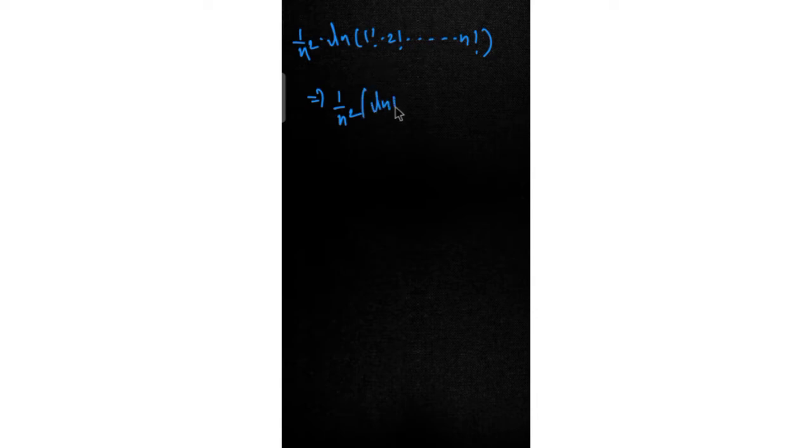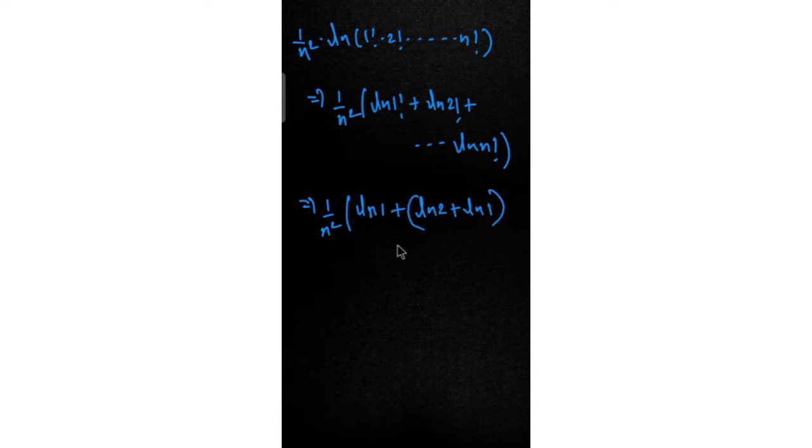So it is ln of 1 factorial plus ln of 2 factorial plus so on till ln of n factorial, fine. And this is basically 1 by n square. Again, ln 1 factorial, I'll just write it as ln 1. And ln 2 factorial is ln of 2 into 1, which we can write as ln 2 plus ln 1, isn't it? The very second term is expanded into this, and the third term would be ln 3 plus ln 2 plus ln 1. Fine, so this is the third term, and so on till ln n factorial.